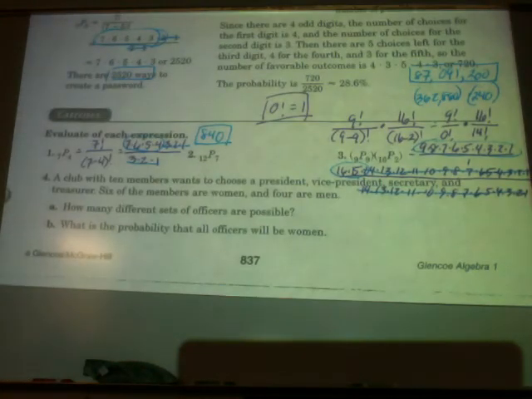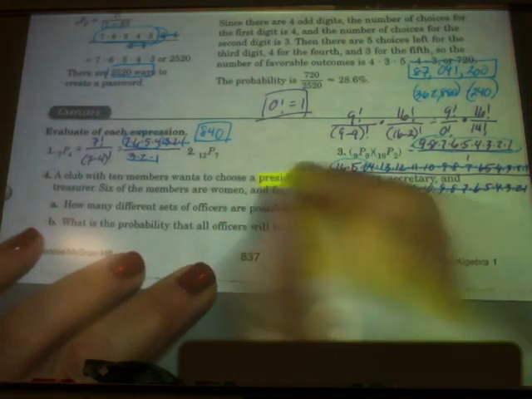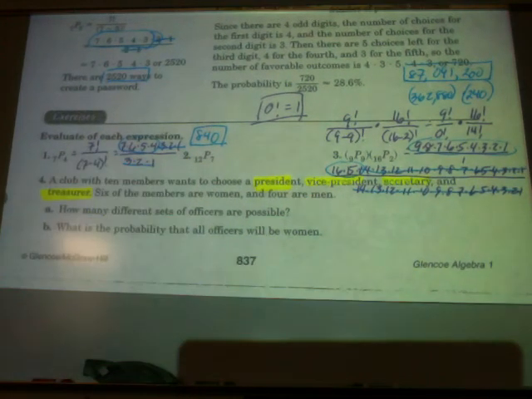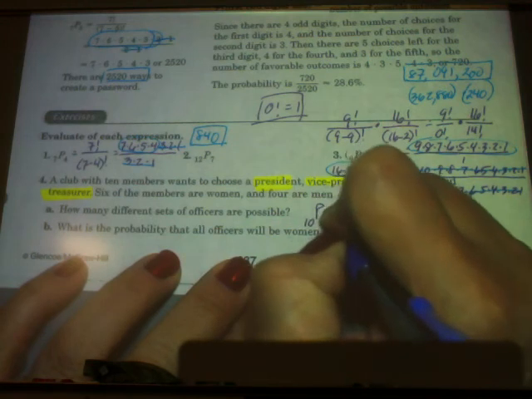All right, so then the last one we're going to do on this page says a club with 10 members wants to choose a president, a vice president, secretary, and treasurer. How many positions is that? 4. 6 of the members are women and 4 are men. How many different sets of officers are possible? Do they make a distinction between men and women? Okay. So we have how many to choose from? 10 people. How many are we choosing? 4. So wouldn't this be a permutation of 10 items taken 4 at a time?